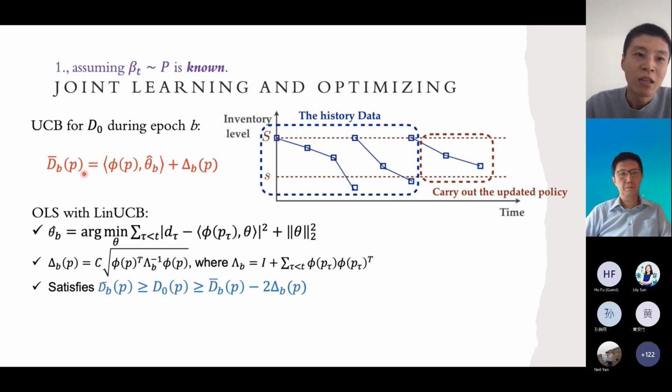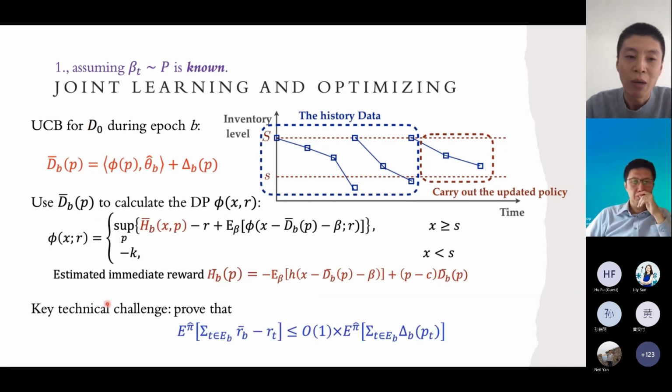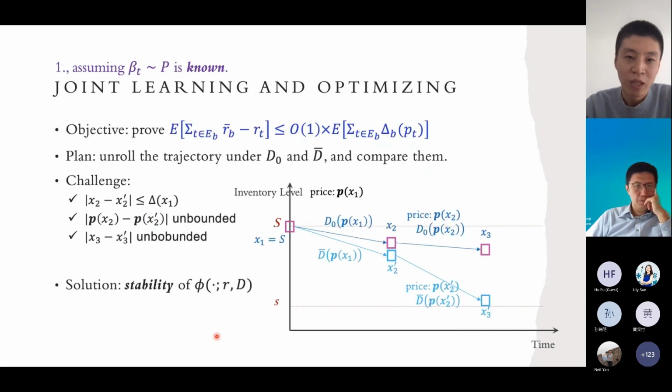So using this upper confidence bound for the demand model, we compute, as in the previous slide for the full information setting, the optimal reward in this way. So that optimal reward would also be an upper confidence bound for the real optimal reward. But now the key challenge would be to upper bound the difference between the UCB of the reward and our realized reward. The reason this is a challenge is because of the multi-stage decision problem.